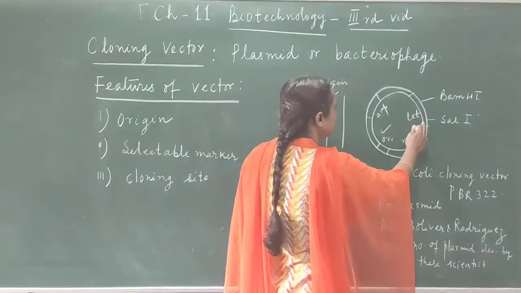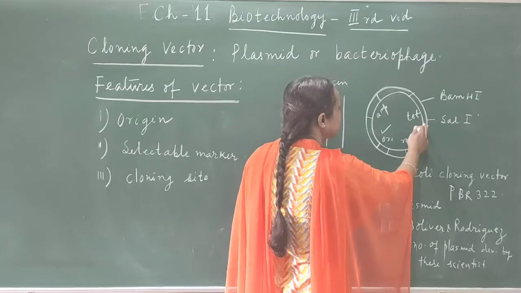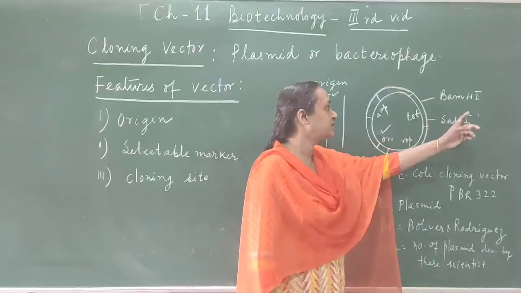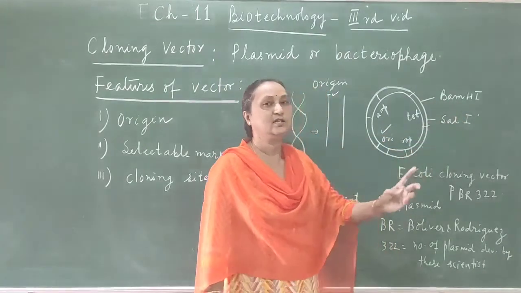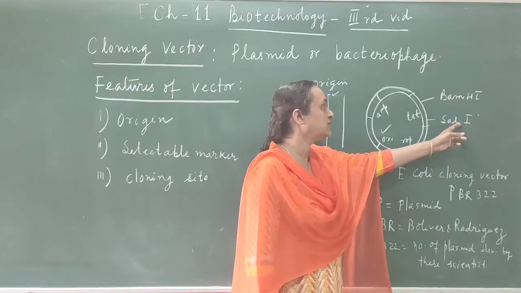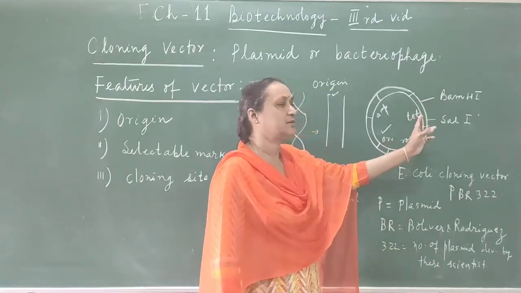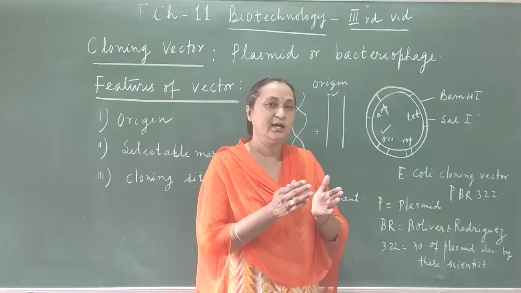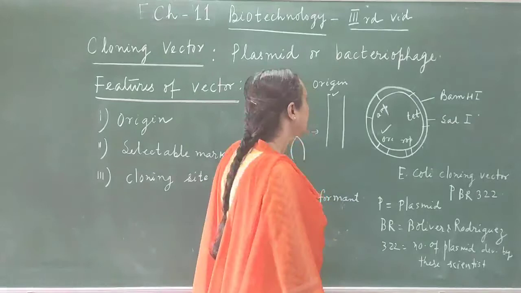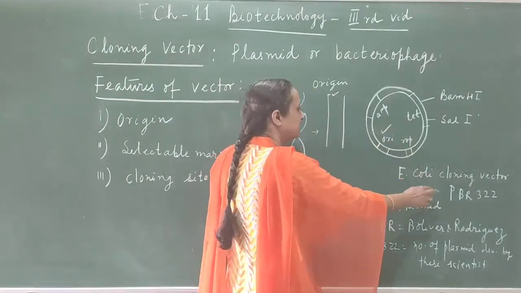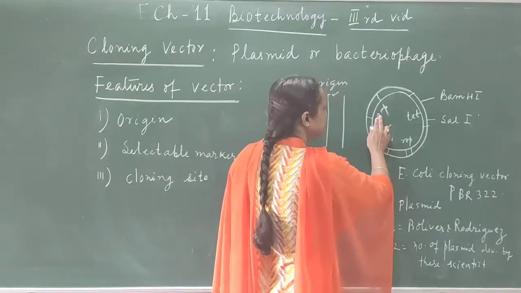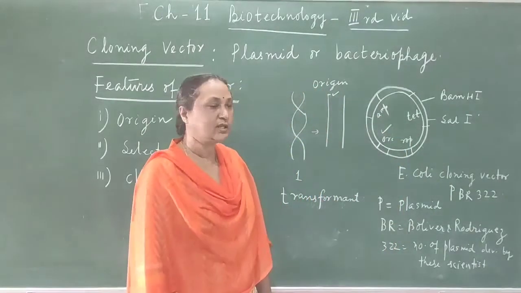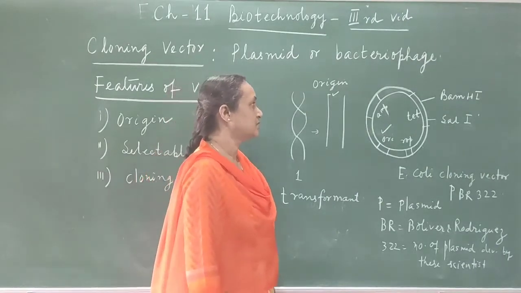And this gene is responsible for providing resistance to tetracycline antibiotic. And here I have written BAM H1, SAL1. So these are all the sites, and these are all the restriction endonucleases which can cut the plasmid at specific points. Because you know that the restriction endonucleases cut the DNA at specific base sequences. Okay. So here in this plasmid pBR322, this ampicillin resistant gene and the tetracycline resistant gene, these are all the selectable markers.